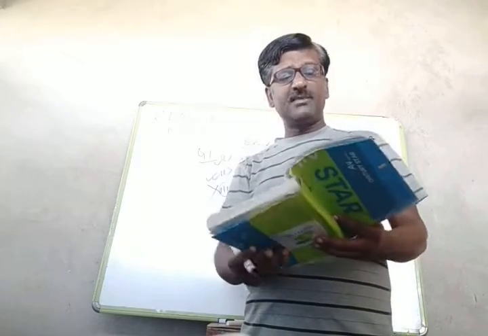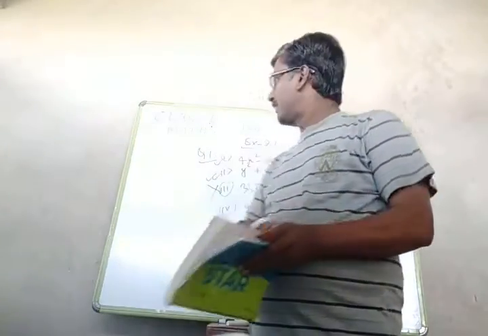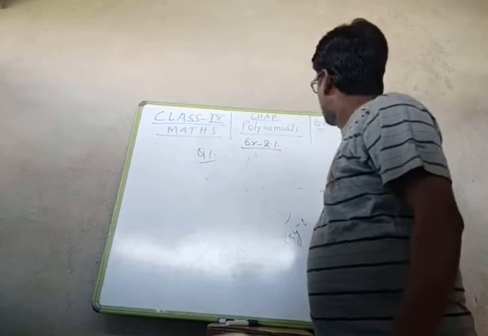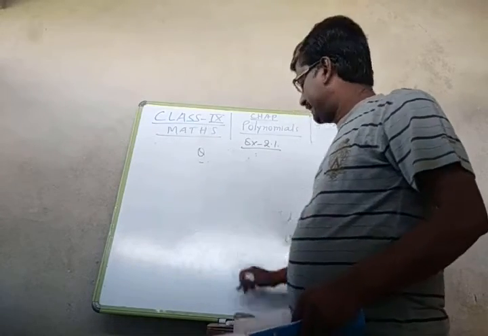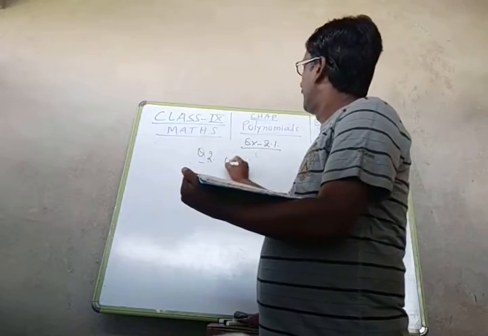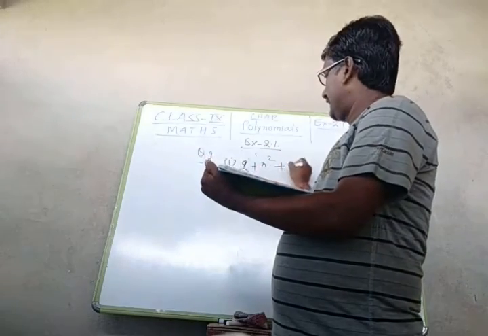Okay. Next, write the coefficient. Question number 2 is: write the coefficient of x square in each of the following. In this question number 2, the first expression given is 2 plus x square plus x.